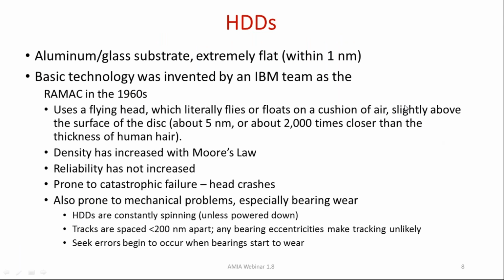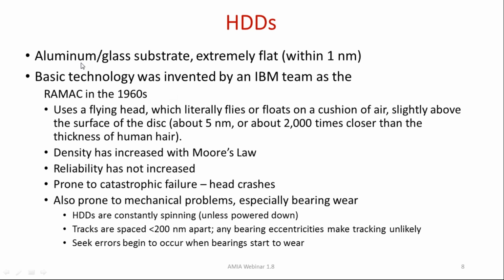So let's start talking about the various types of storage, beginning with hard disk drives. These were developed way back in the 1960s. The first one was the RAMAC, invented by a team at IBM, and it was the first hard disk drive. And by the way, those disks were 24 inches in diameter, rather huge.